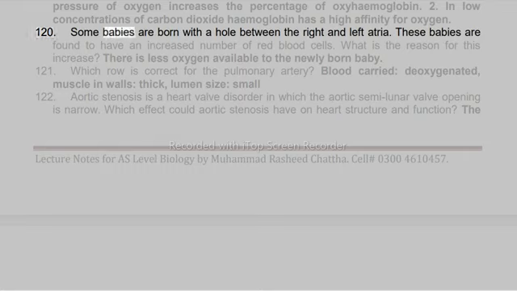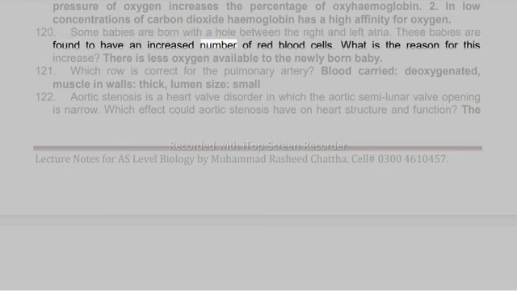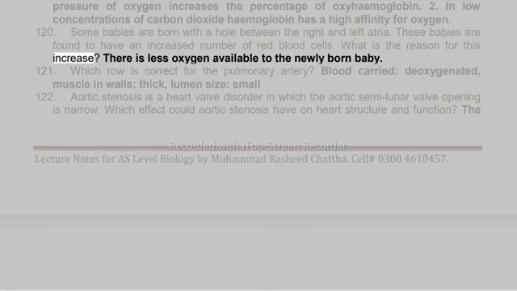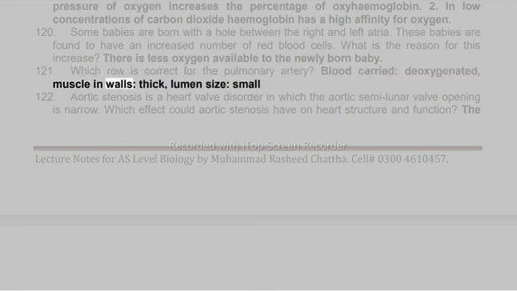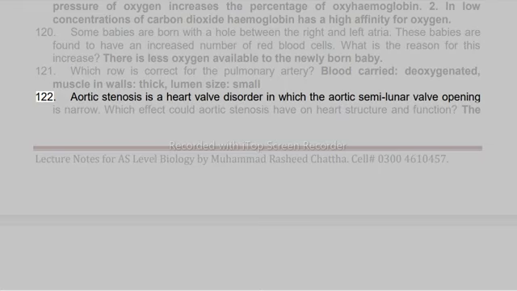120. Some babies are born with a hole between the right and left atria. These babies are found to have an increased number of red blood cells. What is the reason for this increase? There is less oxygen available to the newly born baby. 121. Which row is correct for the pulmonary artery? Blood carried, deoxygenated; muscle in walls, thick; lumen size, small.